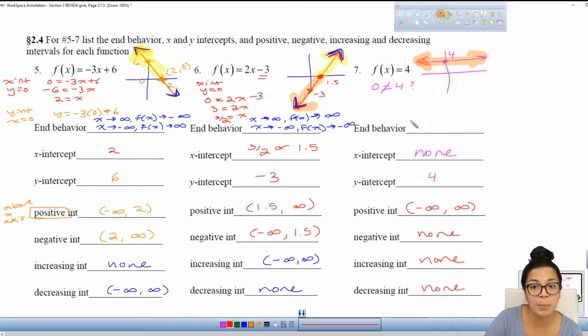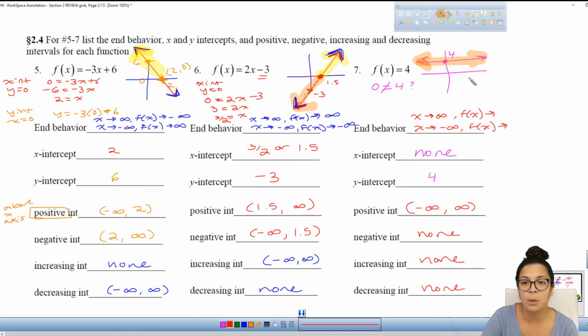Now, with the end behavior, remember we want to look at the right side and the left side separately. So as x approaches positive infinity, on the right side, where does the y value point? And as x approaches negative infinity, on the left-hand side, where does f of x approach? So looking at the y value, whether you're looking at it on the right-hand side, it's just 4, right? As I get more and more to the right, the y value is just 4. So as x approaches positive infinity, the y value goes to 4. And then same thing on the left-hand side, the y value goes to 4.